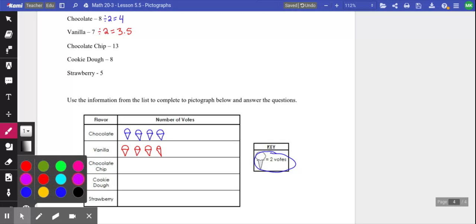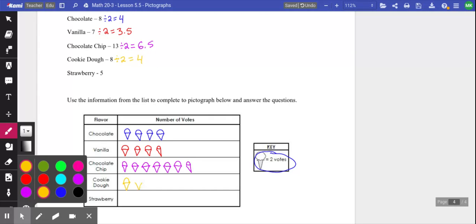Chocolate chip would be 13. If you divide that by 2, because each picture represents 2, that would be 6.5 pictures. 1, 2, 3, 4, 5, 6, and a half of one. Like that. 6.5. Cookie dough is 8. So if we divide that by 2, that tells me I need 4 pictures.